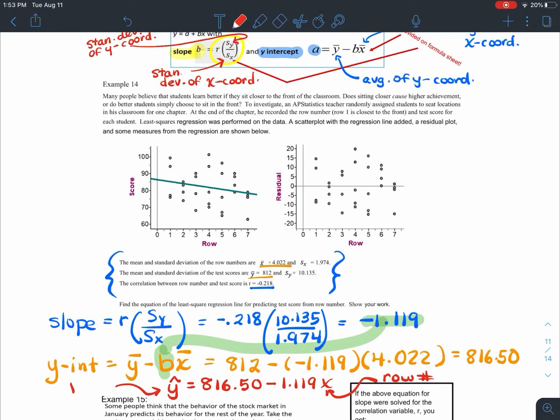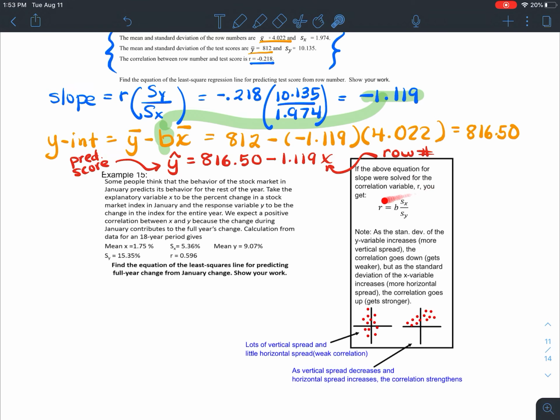All right, so we're going to go ahead and build this equation. Y hat equals 816.5 minus 1.119x. I'm going to define x as the row number, and y hat would be the predicted score. Not that bad in terms of having to do it by hand, because they're really giving us all the information we need. And we know we don't need to memorize these formulas. They're provided right there on the formula sheet for us.